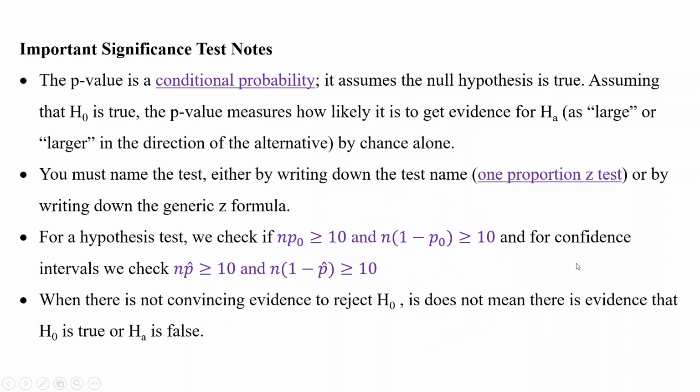And then we also say when there's not convincing evidence to reject the null, it does not mean that there's evidence that the null is true or that the alternative is false. Okay? We just don't have enough evidence to reject the null. It does not give us information about, oh yeah, the claim is for sure true or the alternative is for sure false. We just didn't find evidence for it. And this conclusion becomes a little bit more clear in the next set of notes when we talk about errors and power of a significance test.